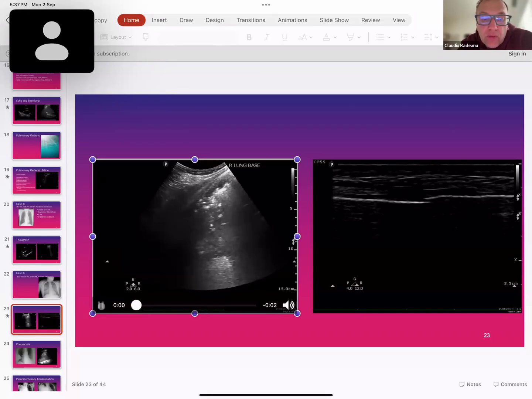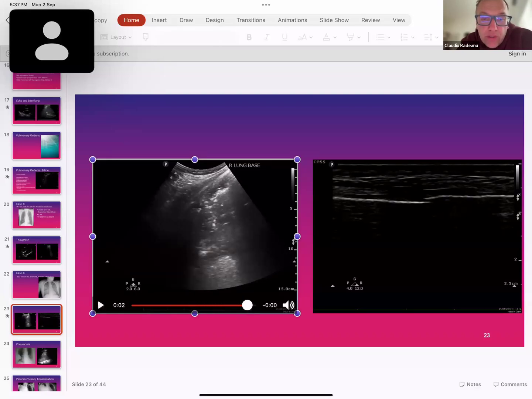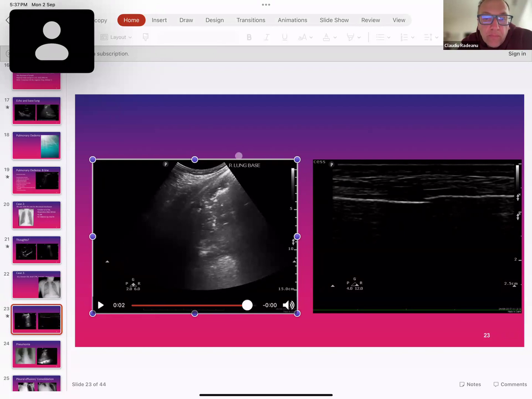So this is how pneumonia looks. And this guy has aspiration pneumonia. Probably he became hypoxic because he aspirated when he was in an altered conscious state. Okay, so coming back, this is the diaphragm.